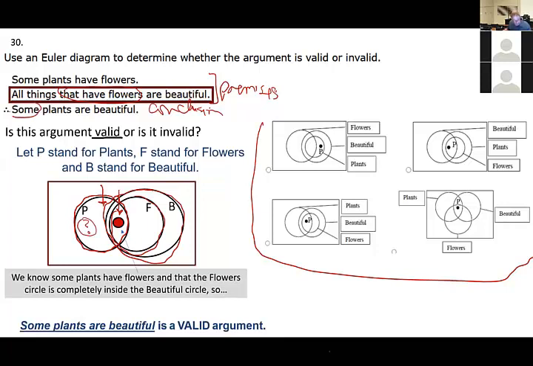But it doesn't say all plants are beautiful. If it said all plants are beautiful, that'd be invalid. It just says some are beautiful. Well, there you go. There's some plants that could be beautiful and be a plant. So you got to pay attention to the words.